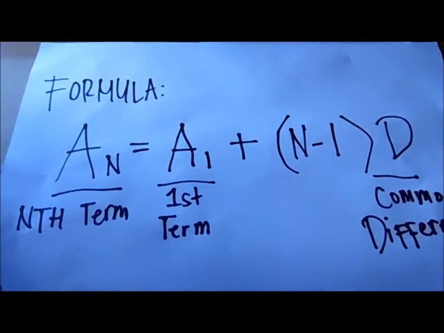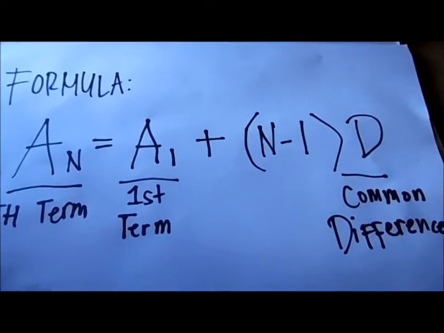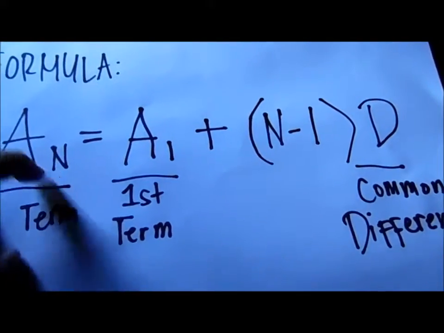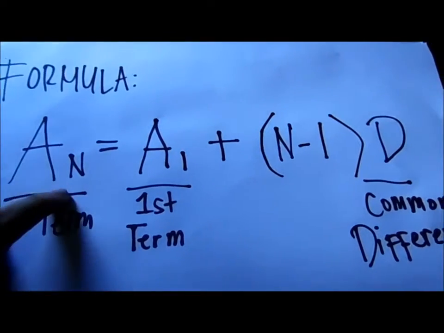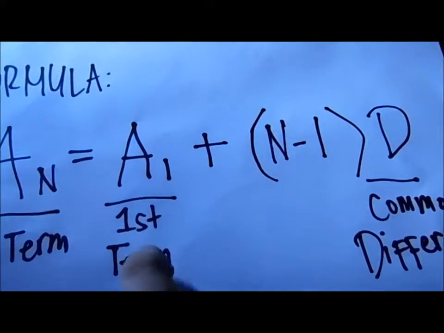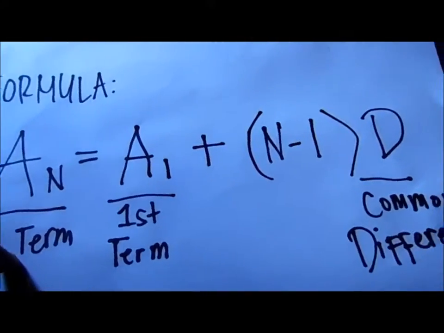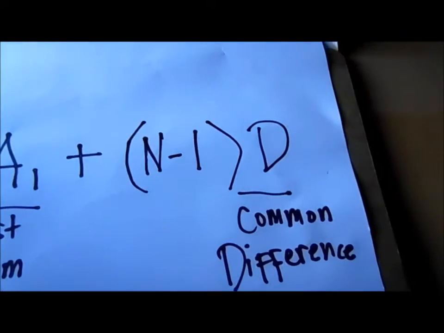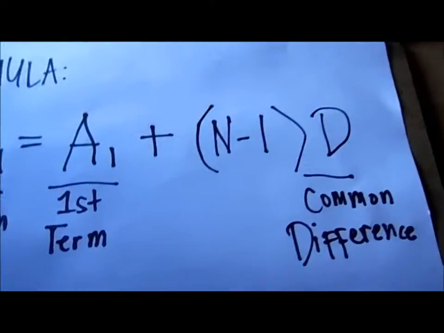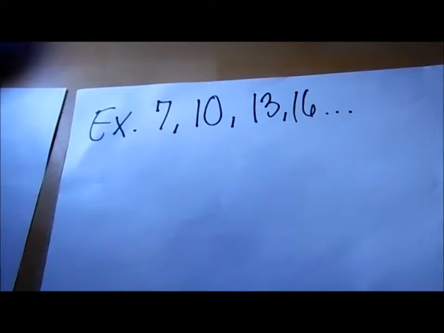So this is the formula for the arithmetic sequence. So I labeled it out for you. The nth term, which represents any particular number, and the first term, which is the number that comes in first in your arithmetic sequence. So D is your common difference, and that's the formula for the arithmetic sequence.